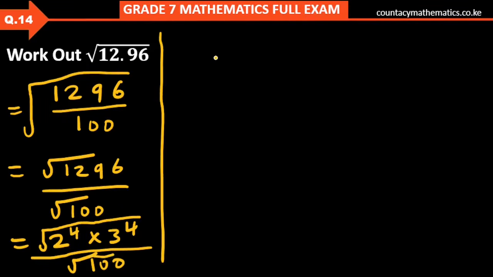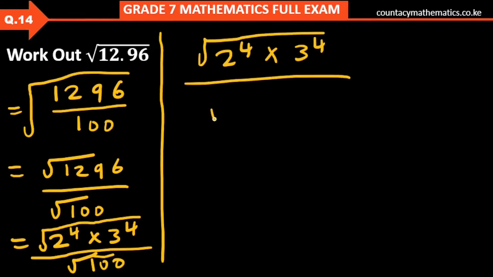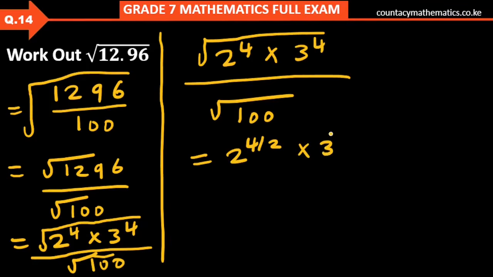So what you're having is the square root of 2 to the power 4 multiplied by 3 to the power 4, the square root of that over the square root of 100. So let's go ahead and simplify this. We have 2 to the power 4. To find the square root of this, what we usually do is divide the powers. So we divide the power by 2. We also do the same to the other power. This is 2 to the power 4. We just divide that power by 2.